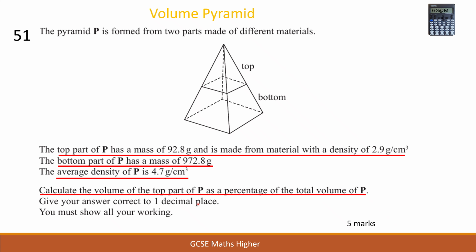Now you've got to calculate the top part, P, as a percentage of the total volume of P. So we've got to work out the volumes of these 2 shapes. Give your answer to 1 decimal place and then you must show your working.